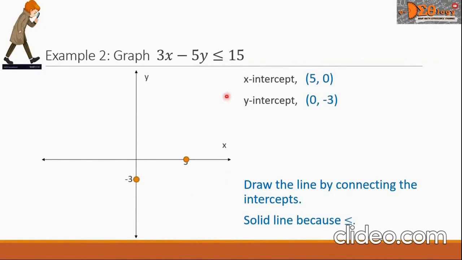The x-intercept, which is (5, 0), is here, while the y-intercept (0, -3) is here. Then let us connect. We will draw a solid line. Here we go. This is now our line. Remember also that when we draw the line, we are dividing the area into two regions. This is the first region and this is the second region.